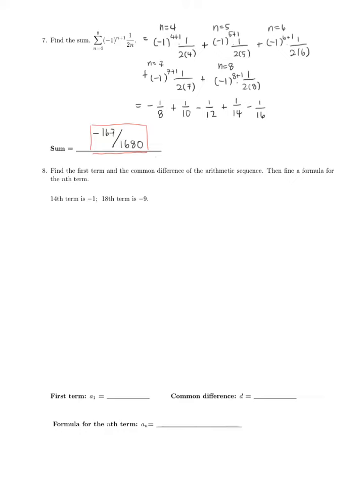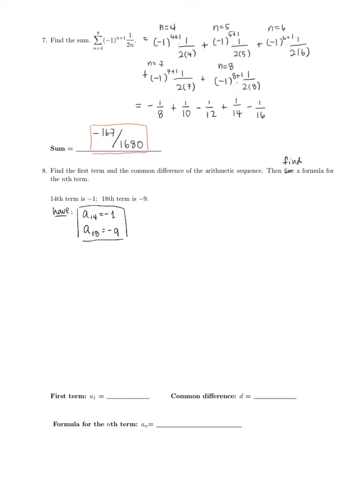Number 8, find the first term and the common difference of the arithmetic sequence. I can never say that word right. But anyways, it's supposed to be find a formula for the nth term. Sorry, this is find. All right, so the 14th term is negative 1 and the 18th term is negative 9. So what we're given is a sub 14 is negative 1 and a sub 18 is negative 9. So those are the information that's given to us.